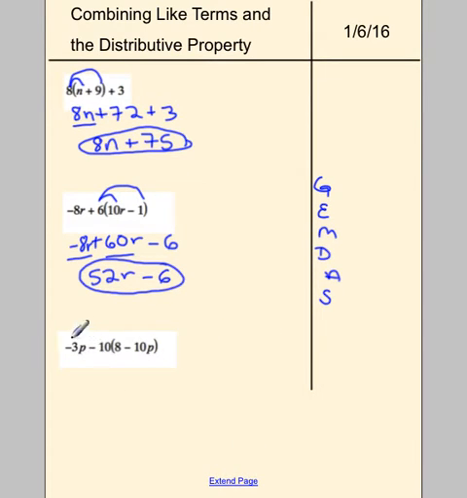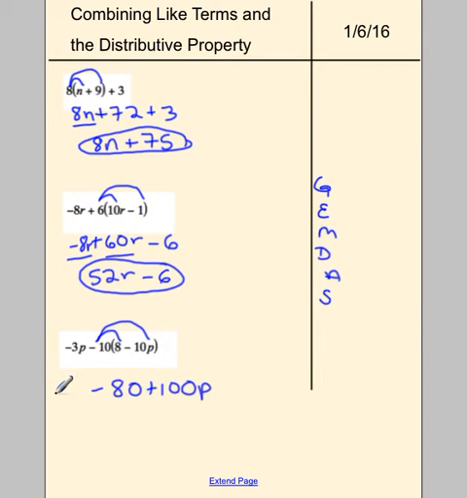Here we've got one that's negative 3p minus 10 times the quantity 8 minus 10p. So again, I'm going to distribute first because multiplication comes before addition. So I'm going to distribute this first. But now be careful because it's a negative 10. So when I distribute, I need to make sure that I'm keeping track of that sign. So negative 10 times positive 8 is negative 80. Negative 10 times negative 10p is positive 100p.